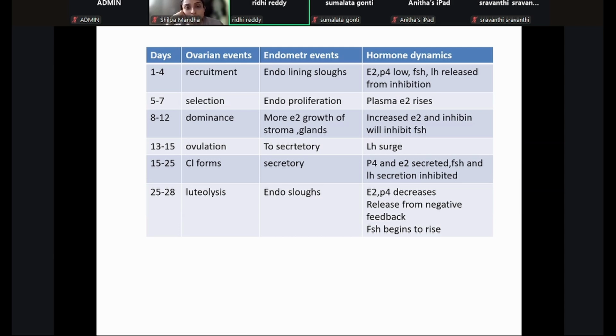This will again inhibit FSH. Then the LH surge will happen, then the corpus luteum will be formed. Then this is the secretory endometrium. Then P4 and E2 are secreted, FSH and LH secretion will be inhibited. Then again luteolysis will cause sloughing of the endometrium. Then again these hormones will decrease, and FSH begins to rise.